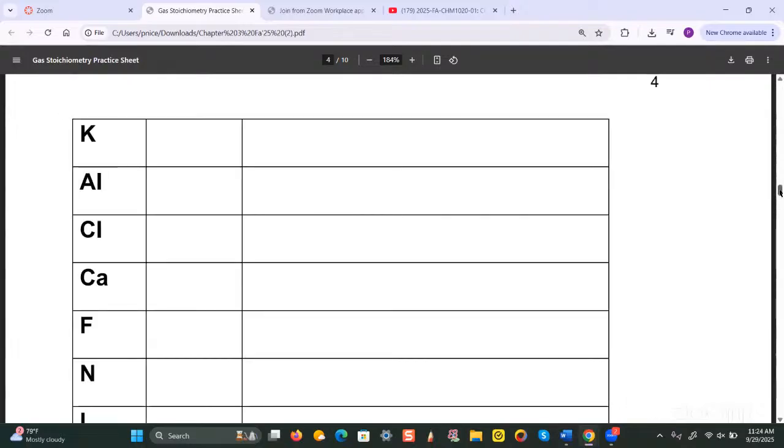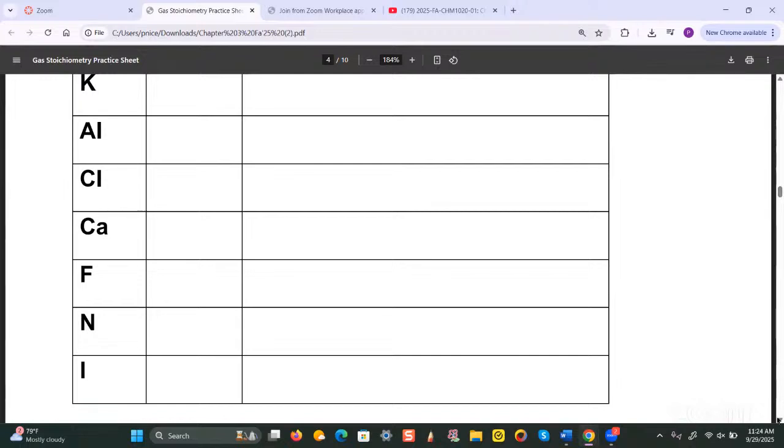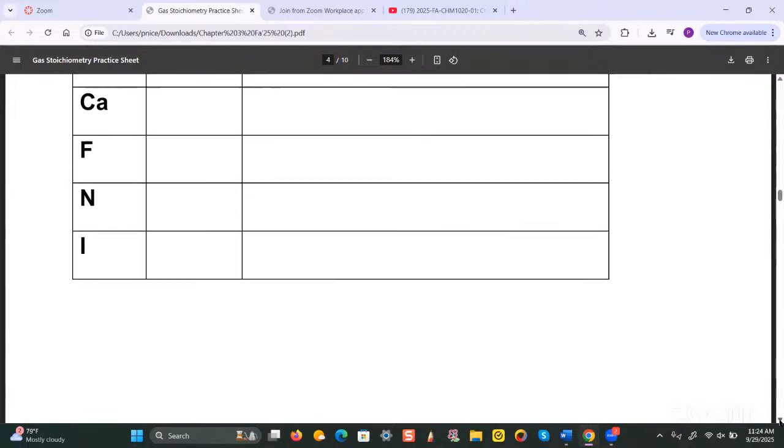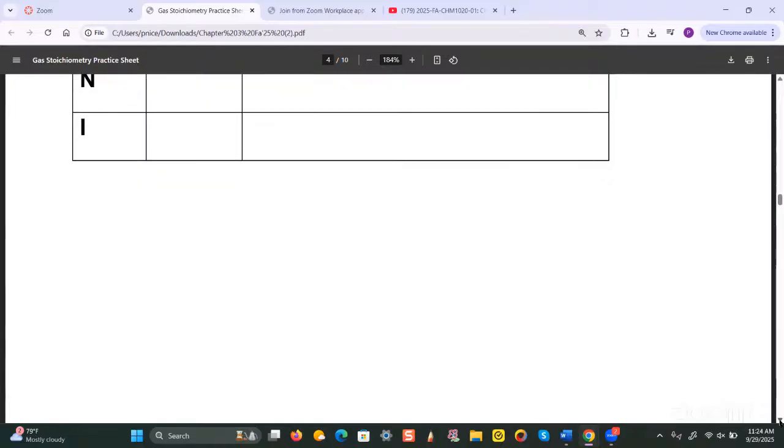So that's basically how you determine the electron configurations for different atoms. As I said before, we won't go beyond 20 electrons, which is calcium. All right.